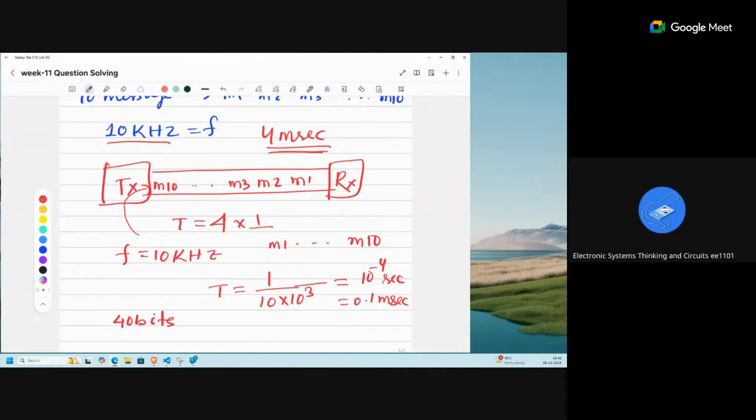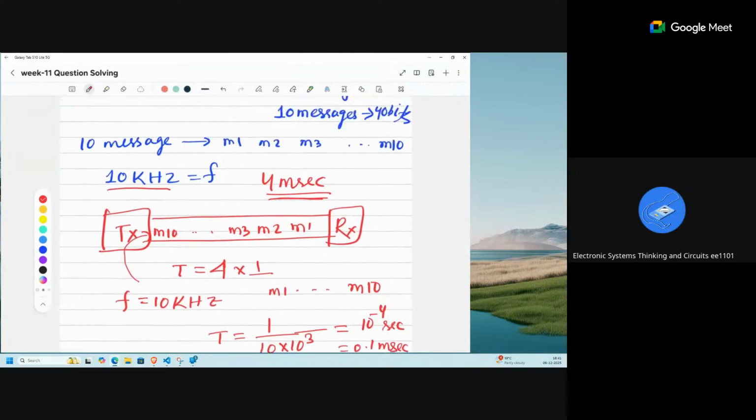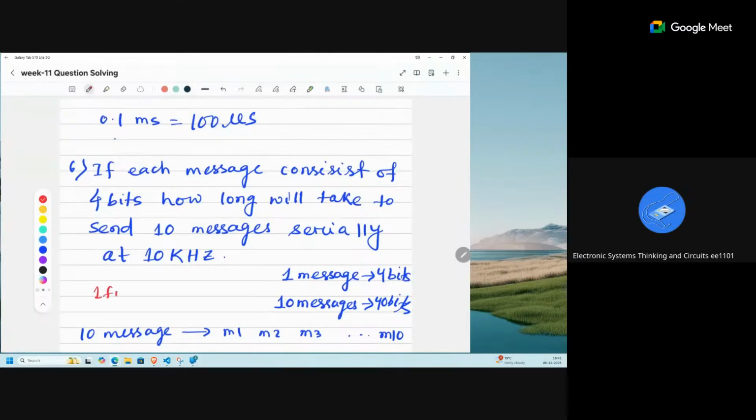Okay, so now you are getting t equals 0.1 millisecond, because the frequency of the message signal is given as 10 kilohertz, and you are sending 10 messages with 4 bits each. I don't know how the message is composed, but total message 1 contains 4 bits. How it contains them, I don't have the information.